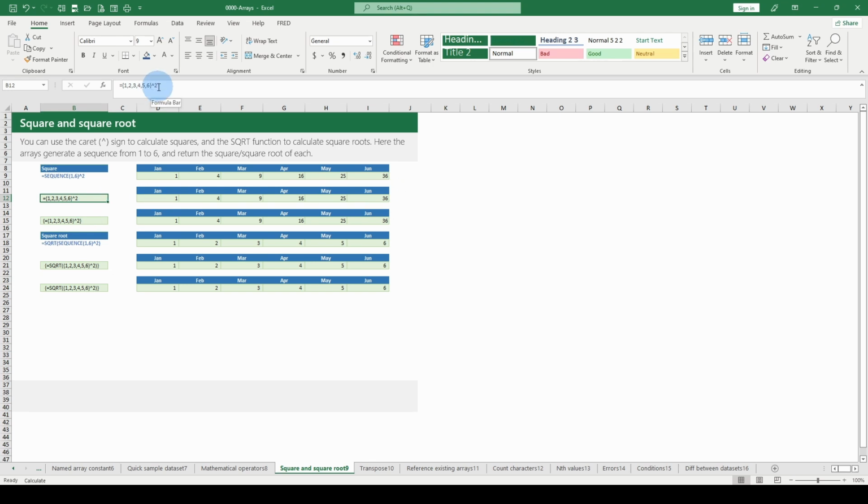We're just going to square it. 1 squared is 1. 1 times 1. 2 times 2 is 4. So 2 squared is 4. 3 squared is 9, and so on and so forth.